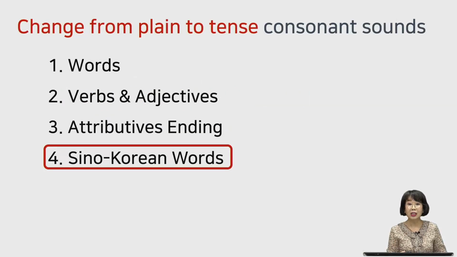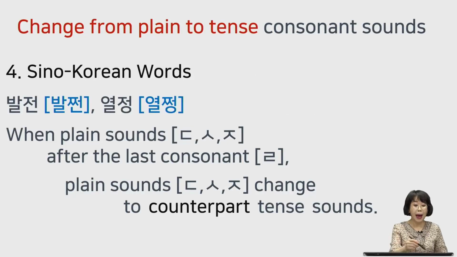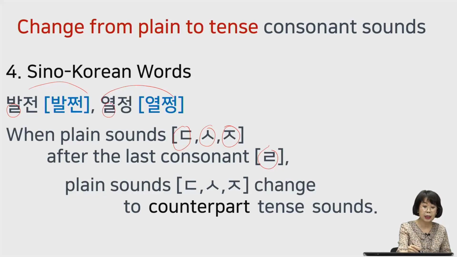Now, number 4, Sino-Korean words. Sino-Korean words are Chinese characters that are mixed with the Korean language. They are used as part of the Korean language. 발전, 열정. When plain sounds ㄷ, ㅅ, ㅈ come after the last consonant ㄹ, they change to tense sounds.